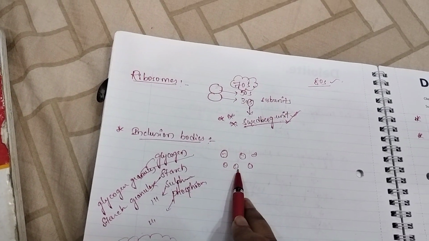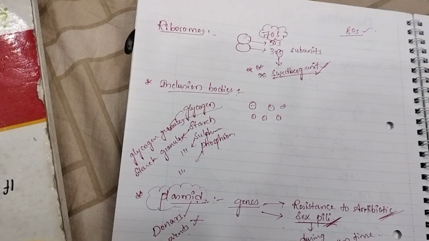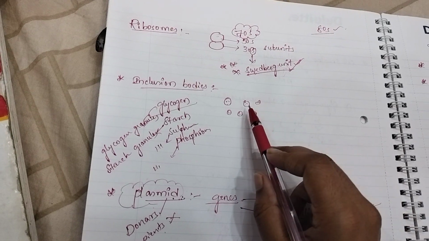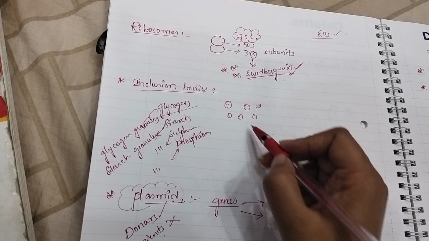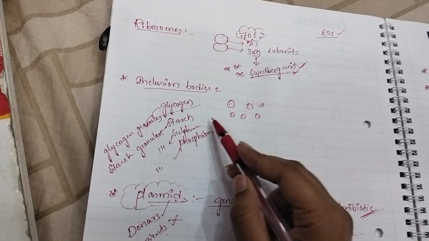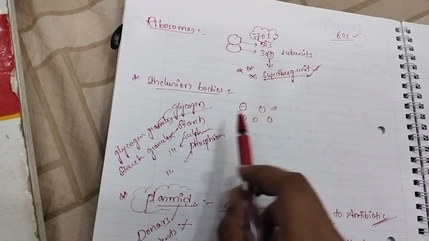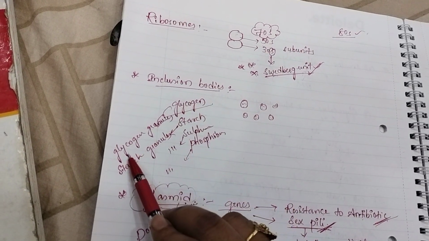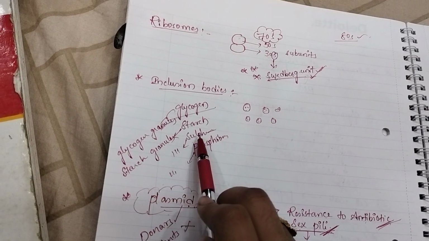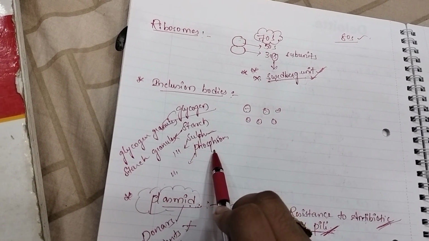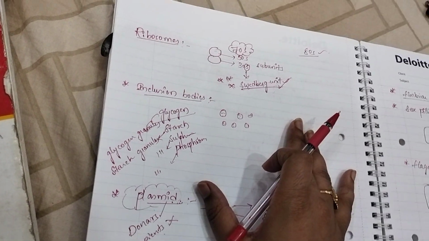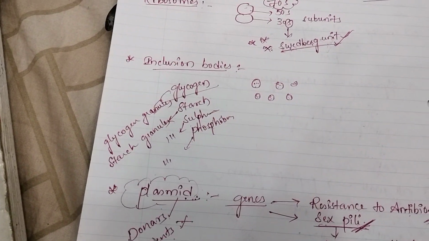And then come the inclusion bodies. Inclusion bodies are also present in bacterial cells, and they are for storage purposes. Some of them store glycogen, starch, sulfur and phosphorus. If they store glycogen, they are called glycogen granules. If they store starch, they are called starch granules, and similarly sulfur granules and phosphorus granules. These granules are present in the cytoplasm of the bacteria.